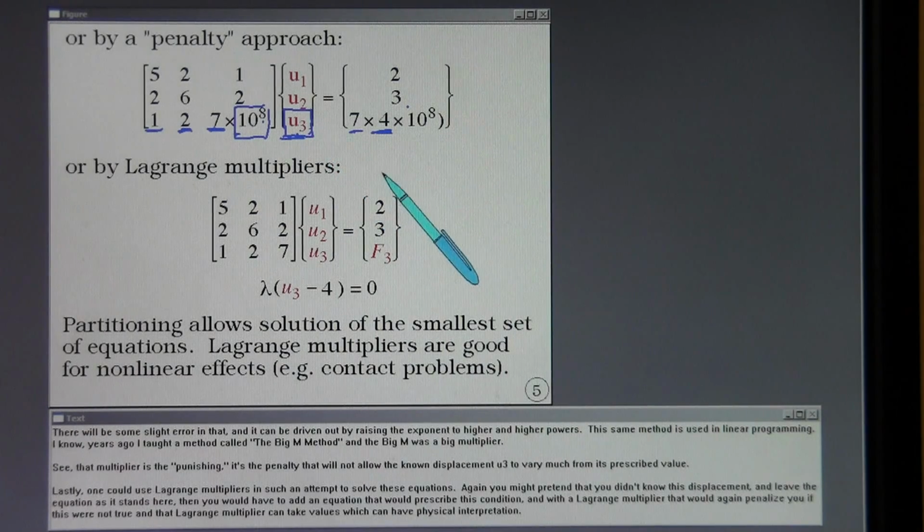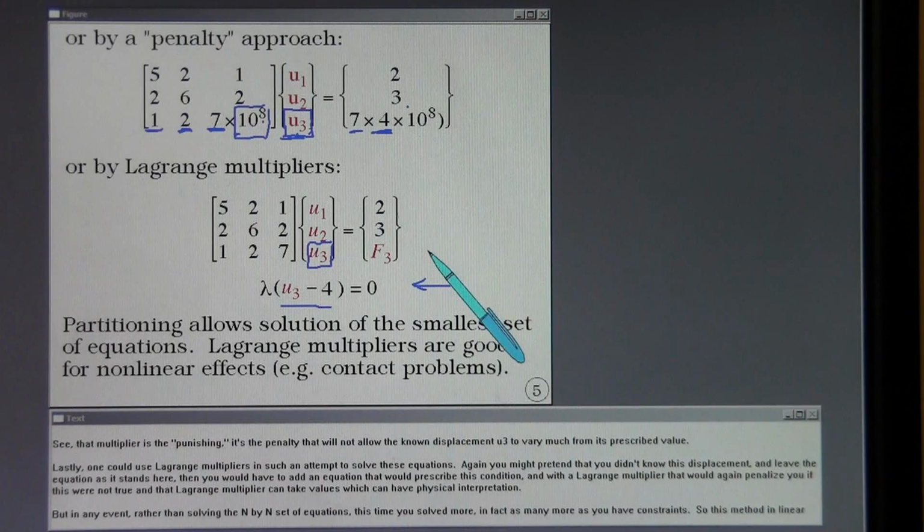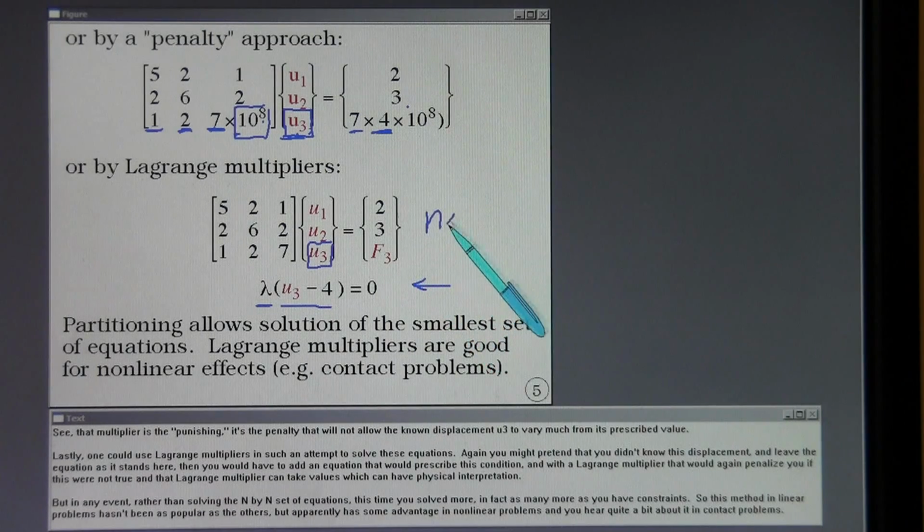Lastly, one could use Lagrange multipliers in such an attempt to solve these equations. Again, you might pretend that you didn't know this displacement and leave the equation as it stands here. Then you would have to add an equation that would prescribe this condition, and with a Lagrange multiplier that would again penalize you if this were not true, and that Lagrange multiplier can take values which can have physical interpretation. But in any event, rather than solving the n by n set of equations, this time you solve more. In fact, as many more as you have constraints.